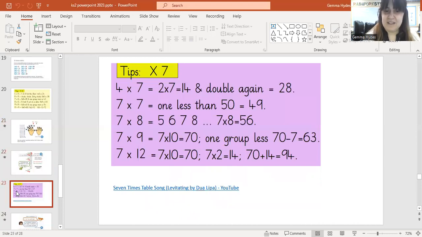For the 7s, I highly recommend the Dua Lipa song, the 7 times table song on YouTube. We sing this a lot in Year 4 and they absolutely adore it, but there's also some phrases on the board that help with the 7s.